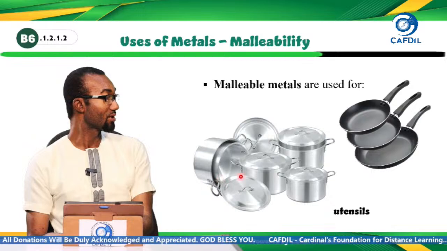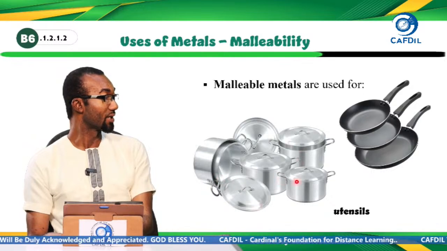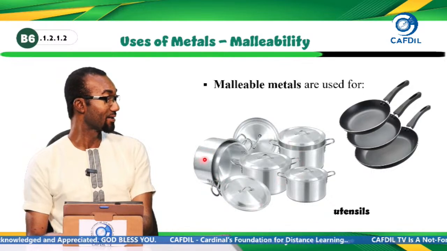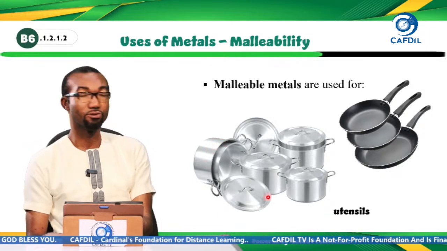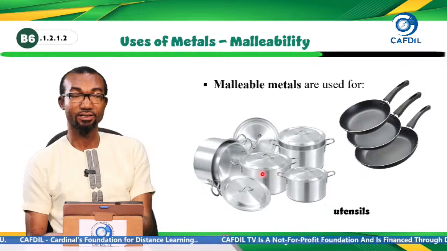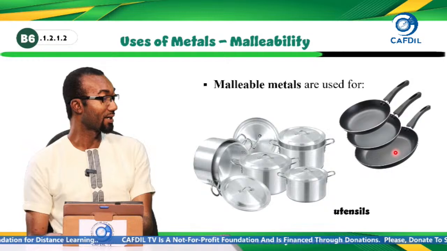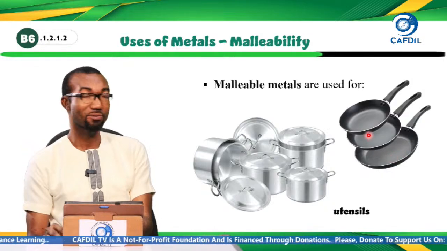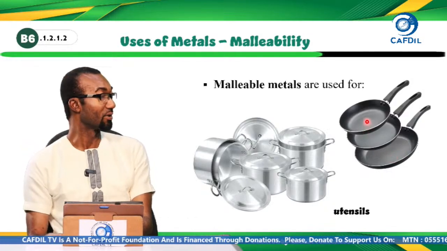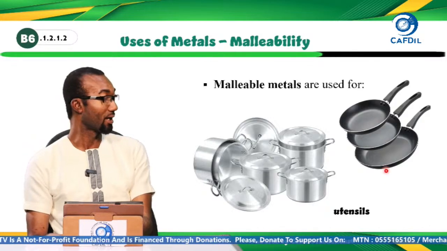We can also use it to make utensils because they are flat. They beat the metals into sheets before they mold it into these utensils. The lid too is flat, as you see. If you look at this frying pan here, it's also flat. Because metals can be beaten into sheets, we can use it to mold frying pans.